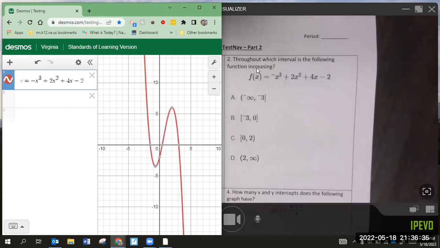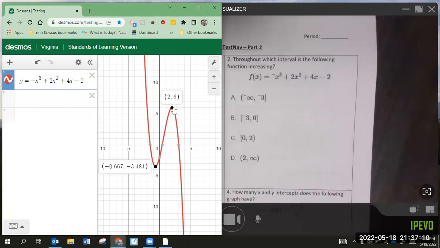So where are we increasing? Well, increasing means you have a positive slope. So if I'm looking kind of at my turning points here, we've got one right here, -x cubed plus 2x squared plus 4x minus 2. And so what we're dealing with here is we're looking at this interval right here.